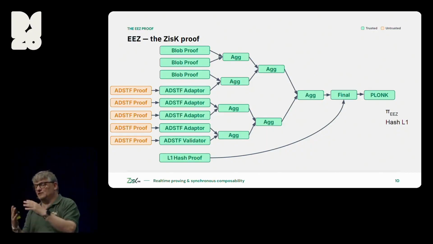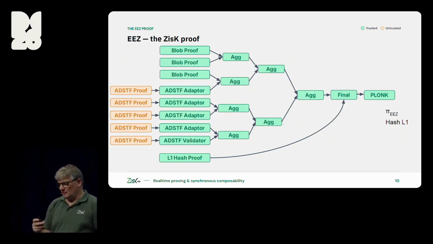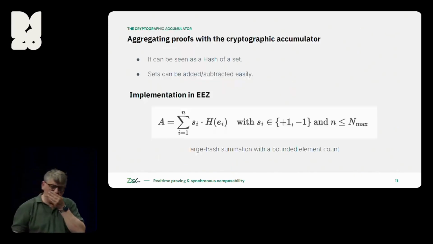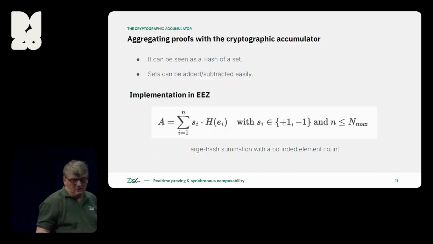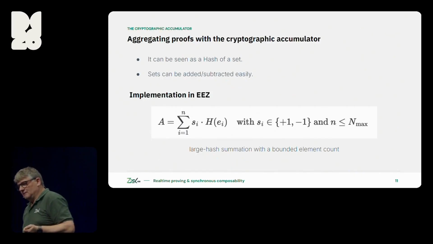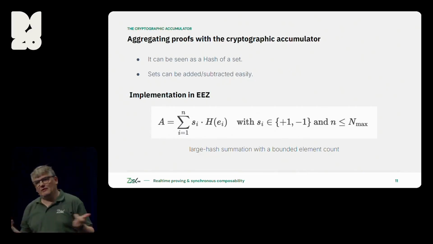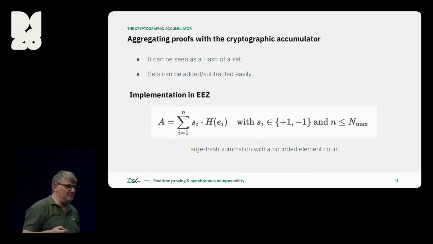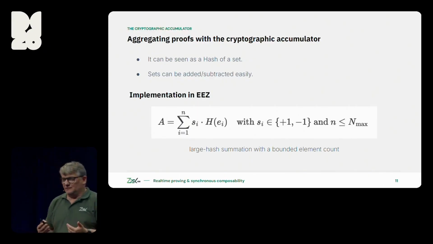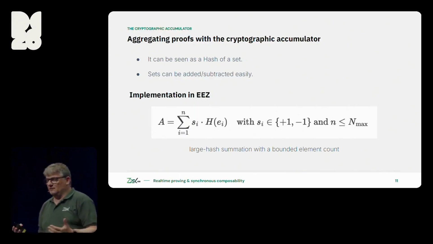And then all this needs to be aggregated, and at the end generating a proof. Okay? In order to do that, in ZisK we are using what we call a cryptographic accumulator. The idea of a cryptographic accumulator is kind of a hash function, but it's for sets.